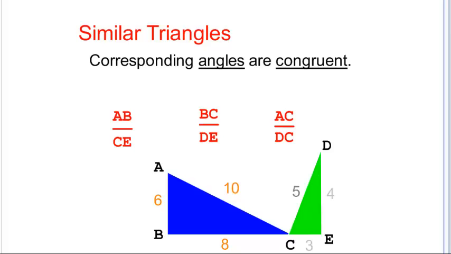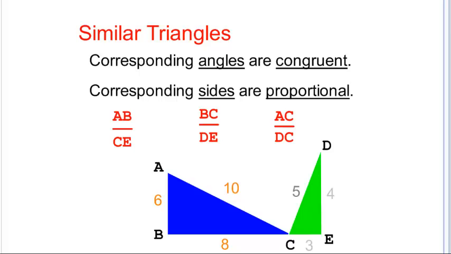So in similar triangles, we find that the corresponding angles are congruent, and the corresponding side lengths are what we call proportional. So let's dig a little bit deeper into that whole concept of proportionality.